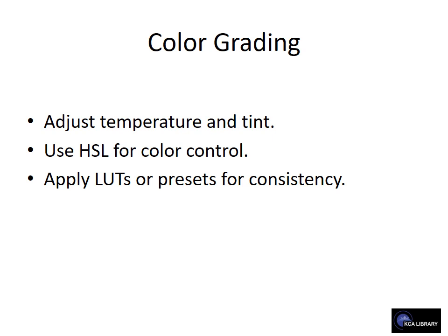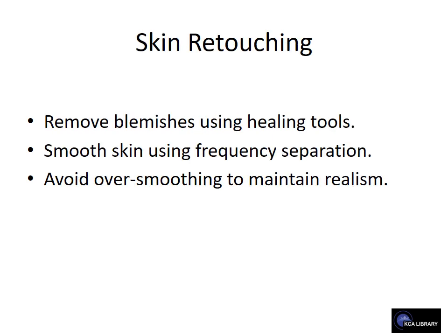It involves adjusting elements like hue, saturation, highlights, shadows, and contrast to evoke emotions and tell a story. This is achieved using tools like color balance wheels, tone curves, and other color adjustment panels in photo editing software like Adobe Lightroom or Photoshop. So adjust temperature and tint, use your HSL for color control. Then apply LUTs for consistency.